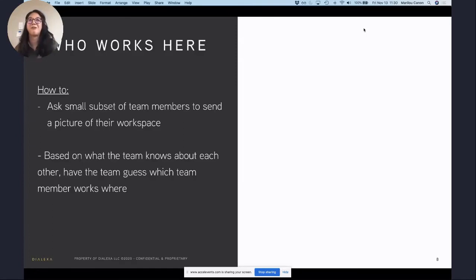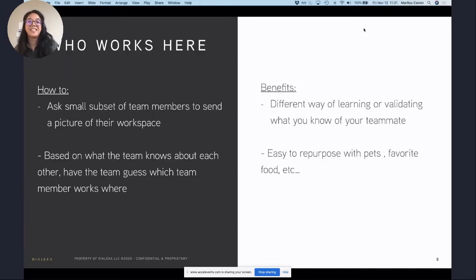So you're kind of set on retrospective warm ups for a couple sprints or a couple iterations. After you get that information, based on what the team knows about each other, have the team guess which team member works where. The benefit of this is it's a different icebreaker, a different way of learning or validating what you know of your teammate or that specific person. And this format is really easy to repurpose with whose pet is this? Whose favorite food is this?